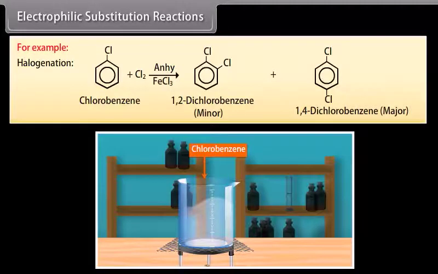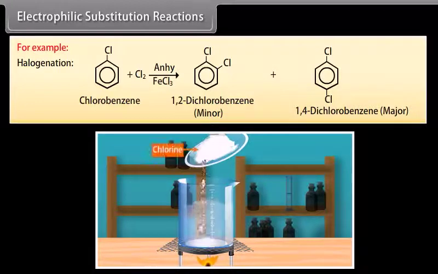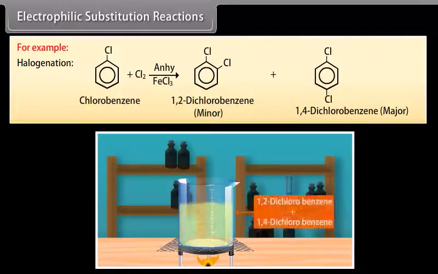halogenation. When chlorobenzene is mixed with chlorine and then ferric chloride is added, it reacts to give 1,2-dichlorobenzene, which is a minor product, and 1,4-dichlorobenzene, which is a major product.